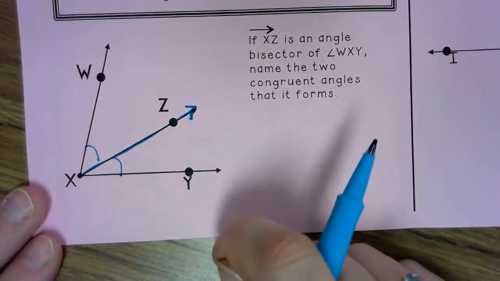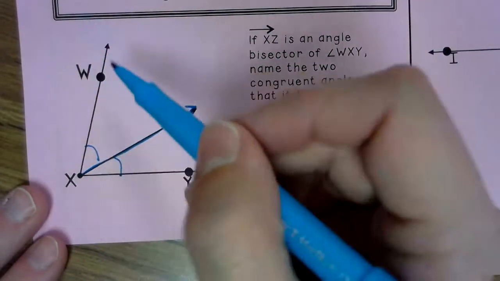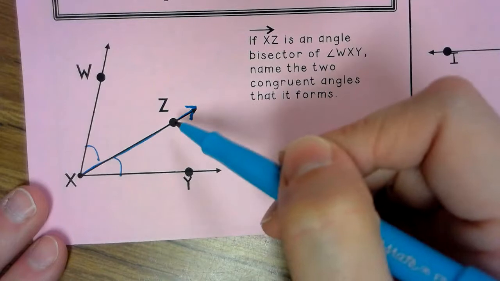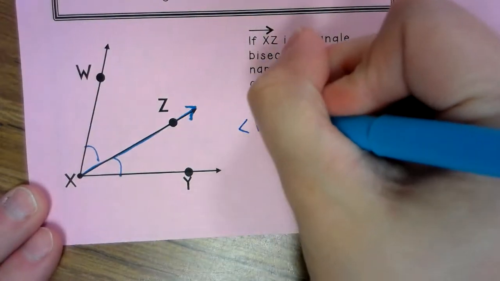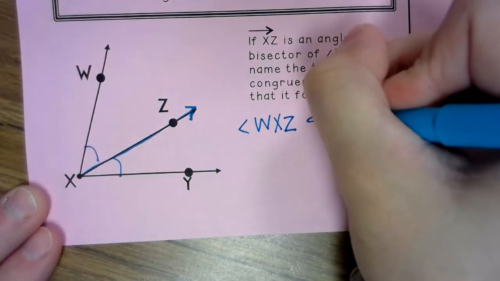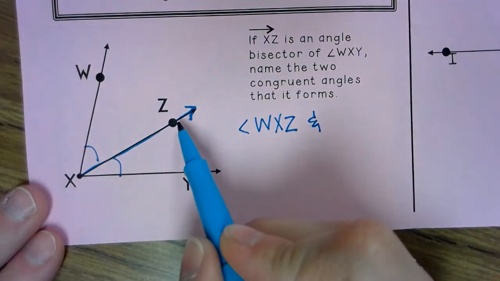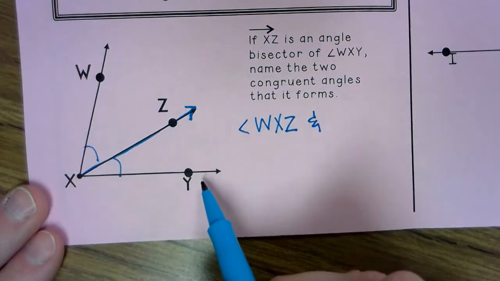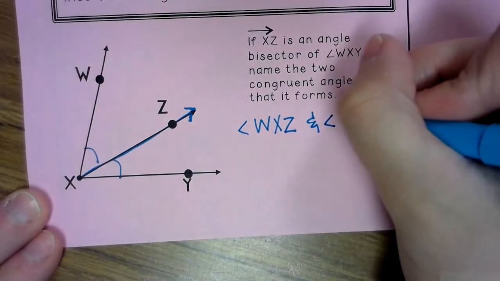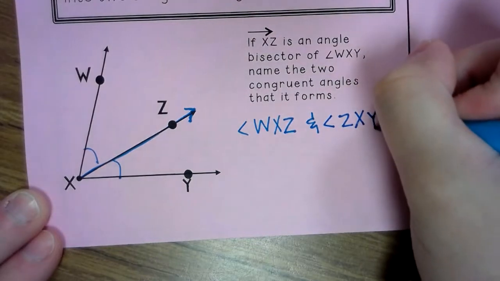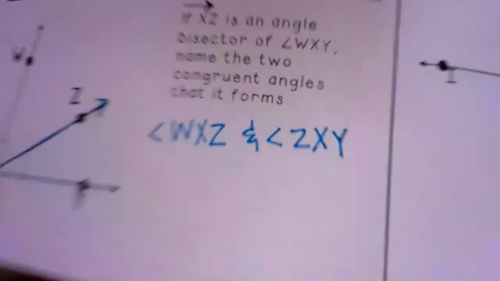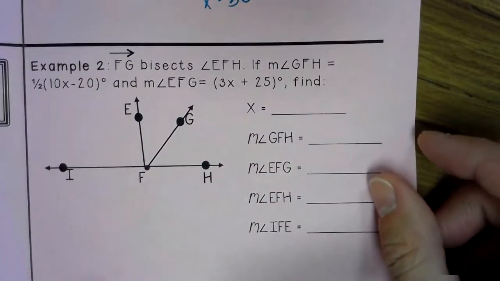So the question says to name the two congruent angles. So here's one of them, WXZ. And here's another one, ZXY. Angle ZXY.